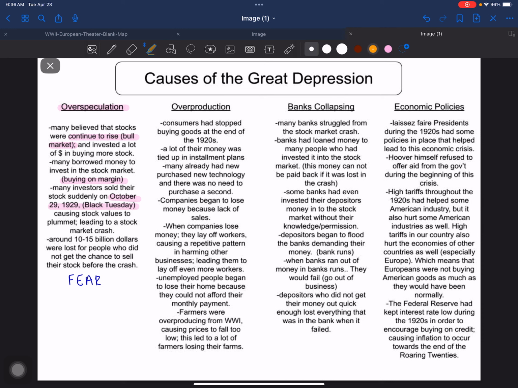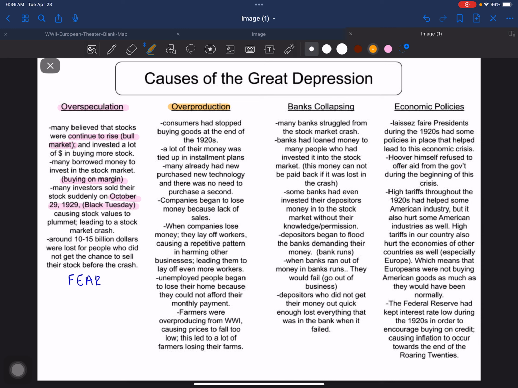Another cause of the Great Depression, and many historians and economists believe that the second one here is actually the main reason that we see this economic crisis, is overproduction. In the beginning of the 1920s, it made sense for these new companies like the Model T, Henry Ford making the Model T, and the radio and washing machines to make a lot of those products because the demand was high.